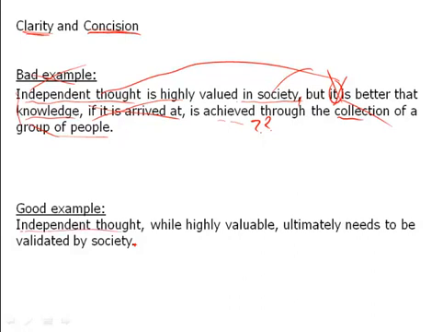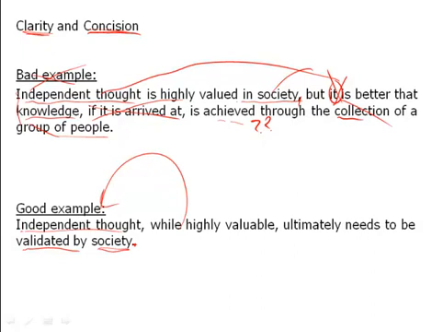Now we know that independent thought, while highly valuable, ultimately needs to be validated by society. Aha, so society here needs to make sure that whoever is coming up with some thoughts, this knowledge, whatever you want to call it, that this is important, and therefore that's the point here with "validate." So society ultimately must validate independent thought, and that is clear and it is concise, and that's what we want to strive for in our writing.